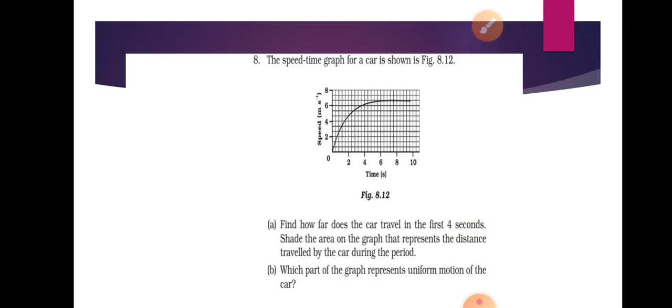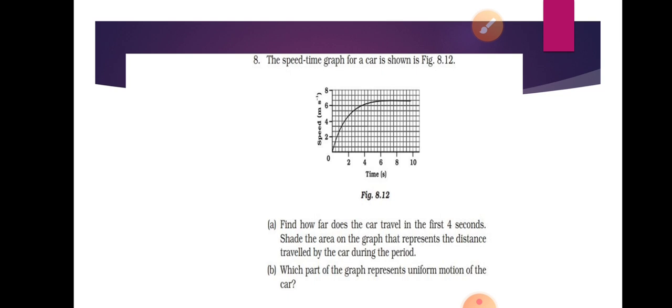The speed time graph for a car is shown in this figure. How far does the car travel in the first 4 seconds? Shade the area on the graph that represents the distance traveled by the car during the period. Then, which part of the graph represents uniform motion of the car?